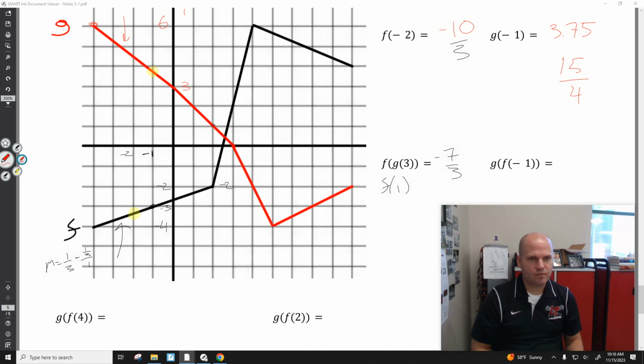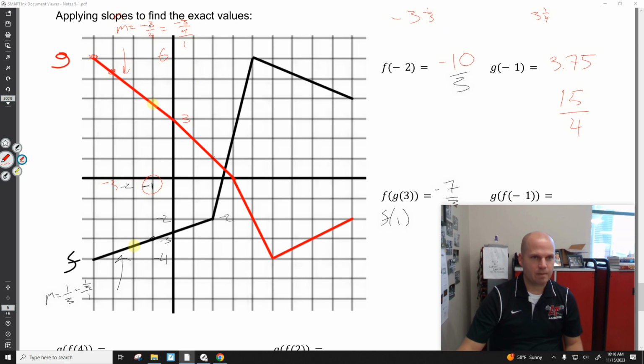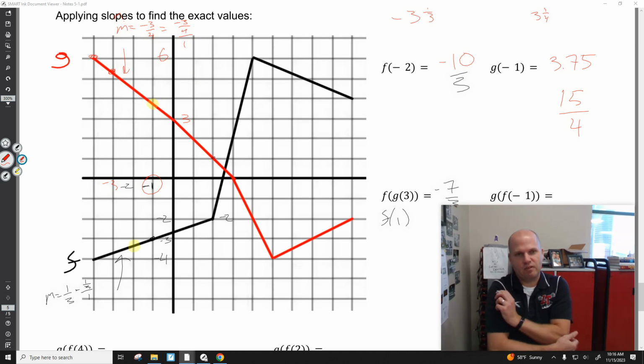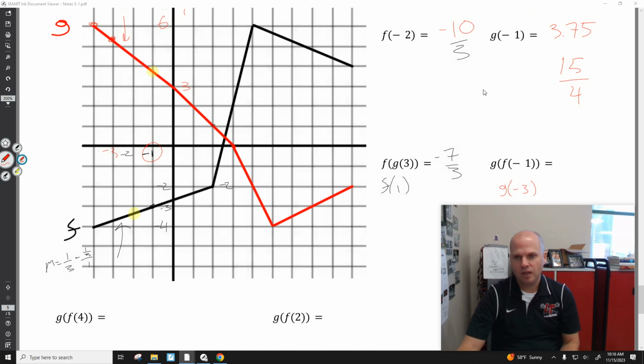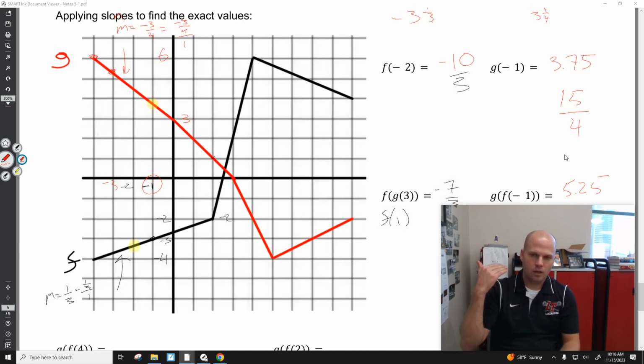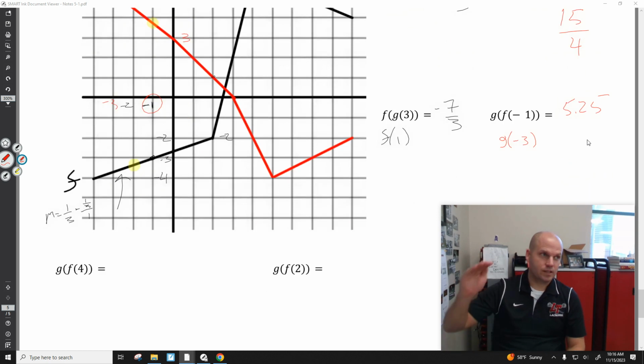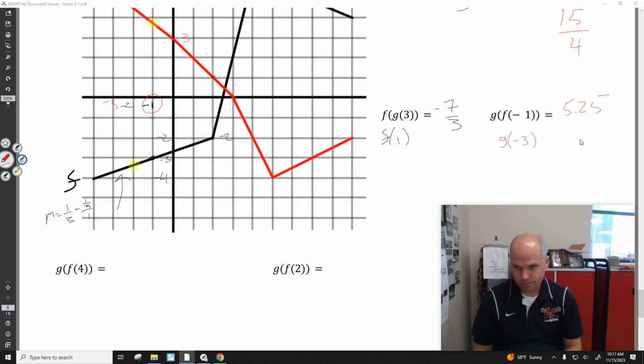g of f of -1. f of -1 is -1, 2, 3, -3. g of -3. Is that y value there? Remember the slope of this line segment was down 3/4. So go down 3/4, down 0.75. You got 5.25. I'll accept that, or I'll accept you doing 5 1/4. So that's 21/4.